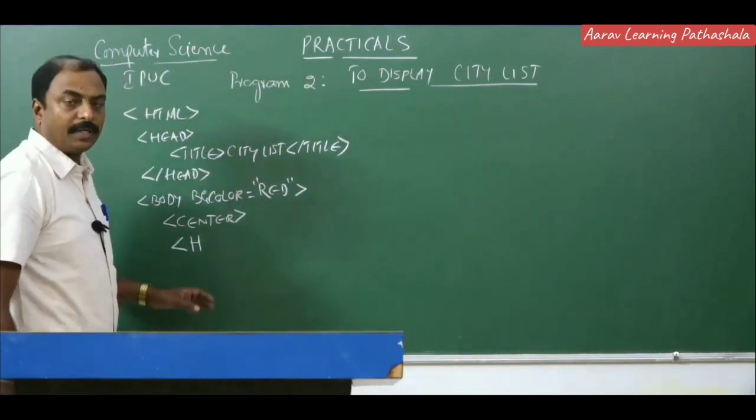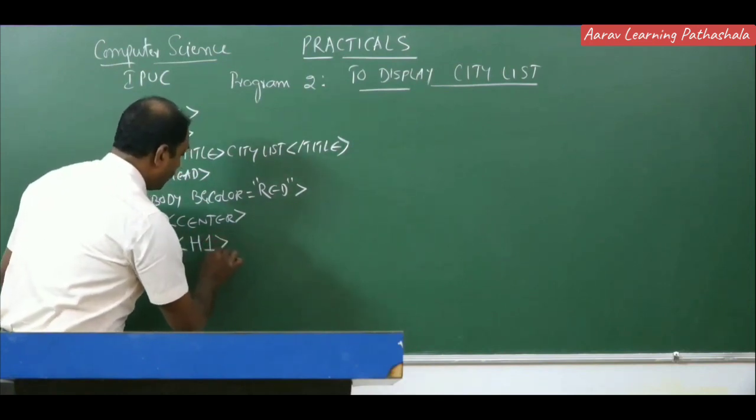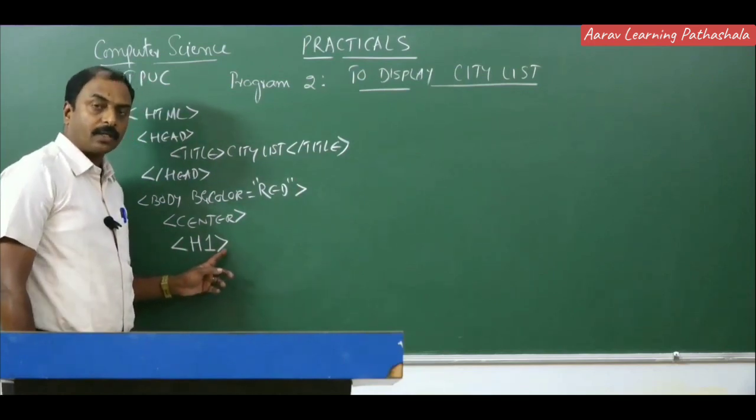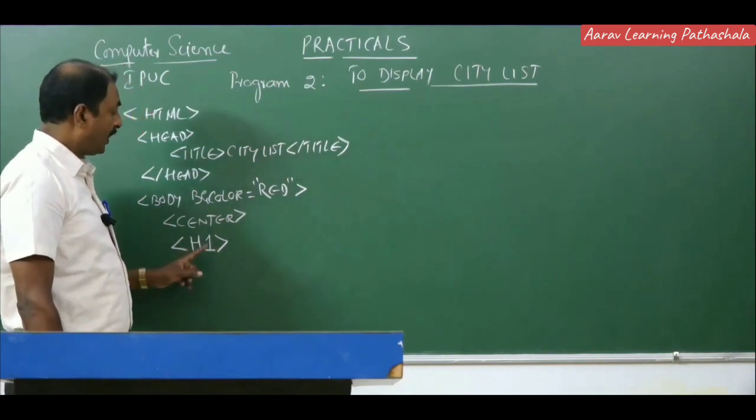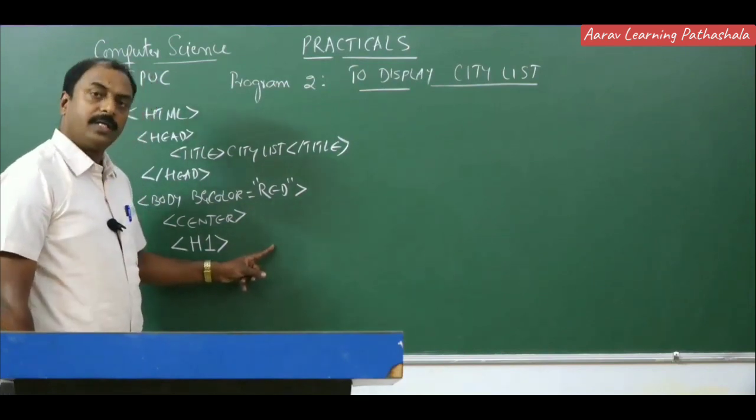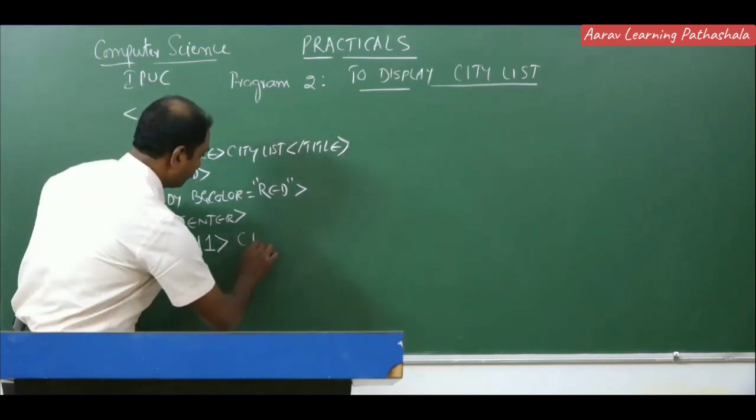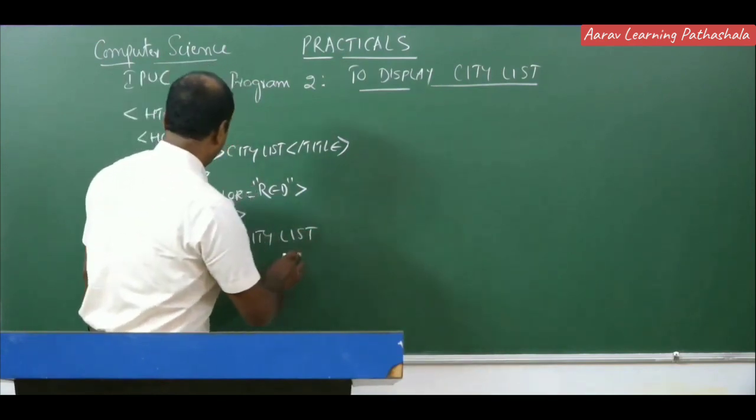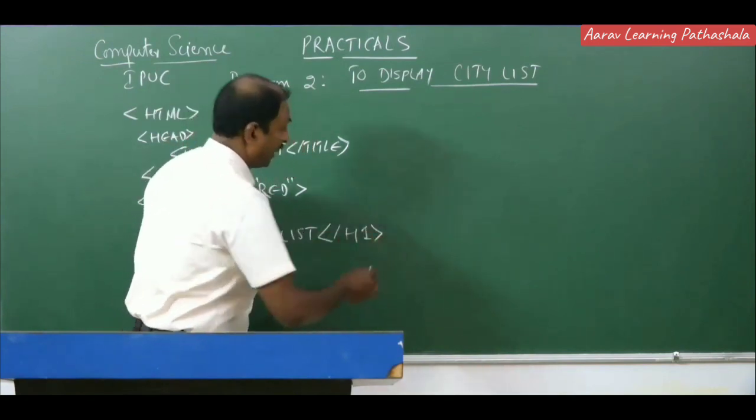Let me make use of one more tag, that is the H tag or heading tag. It starts with H and numbers 1 to 6. So there are 6 levels of headings available in HTML. We can make use of H1 to H6. It appears as a heading for our document. So here in H1 I can write the heading as city list. This appears as a heading, city list. I have to close this with the H1 tag.